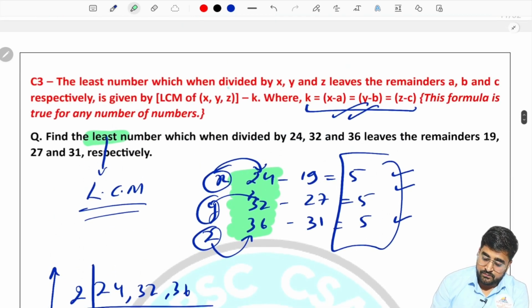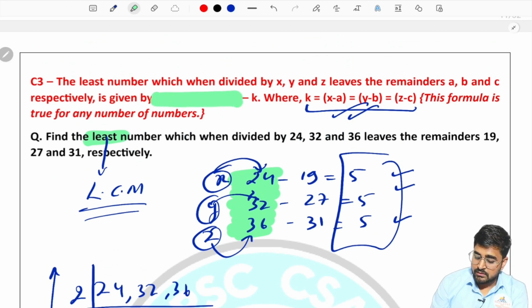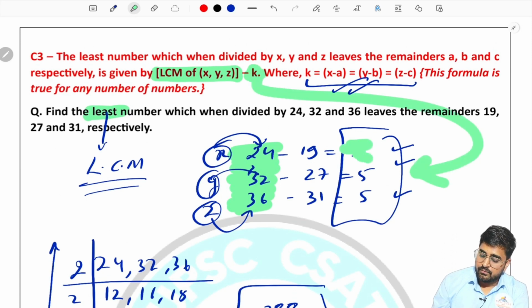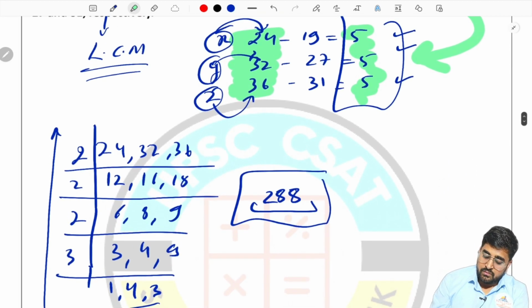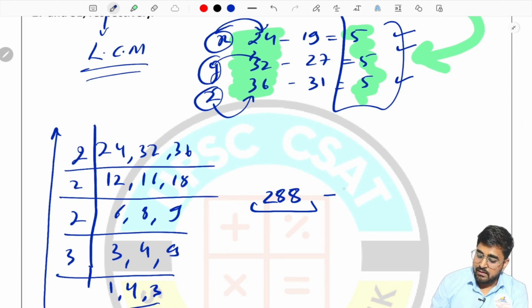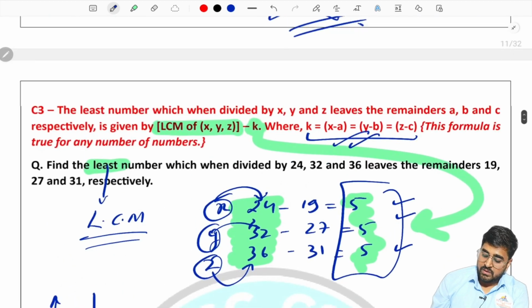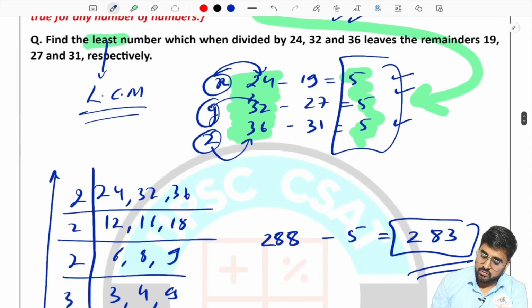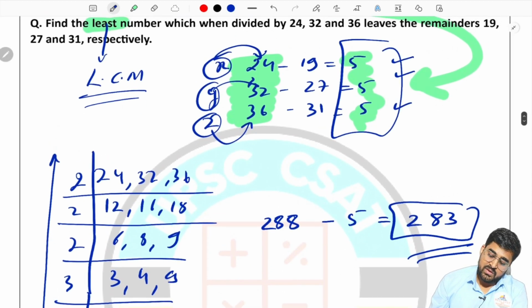So this number shows this condition only, whereas we have a common difference k, with a value of 5 here. Now we have the LCM of these three numbers, which is 288. Now we have to subtract k, which is 5. So the answer will be 283 only. I guess it is good. Yes, it is good. The answer is 283 here.